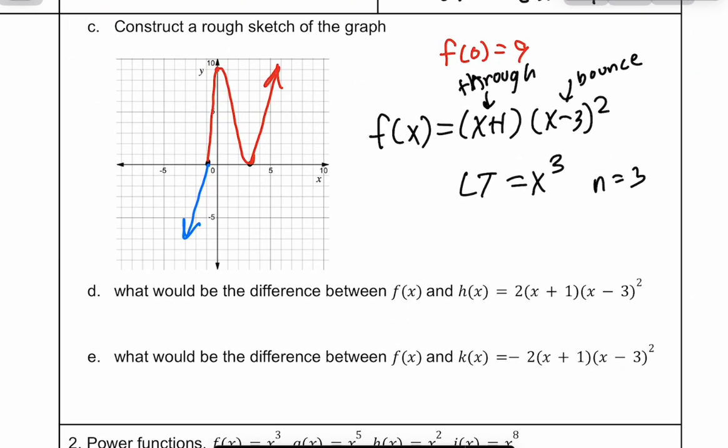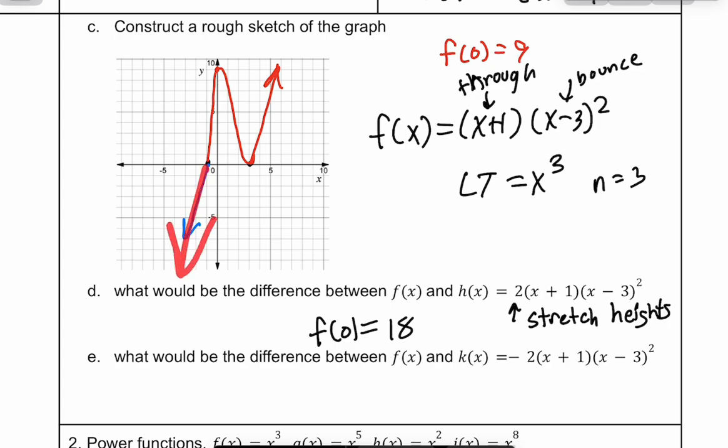Now, part D says, what would be the difference between f of x and h of x if we threw a 2 in front? All that 2 is going to do is stretch up the heights. So remember that 0 value? Instead of getting 9, we would get 18. It's still going to go down on the left and up on the right, more rapidly, but who cares? This bump is going to be very high. It changes the height of the graph by a factor of 2.